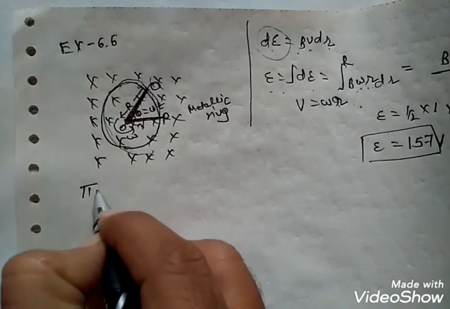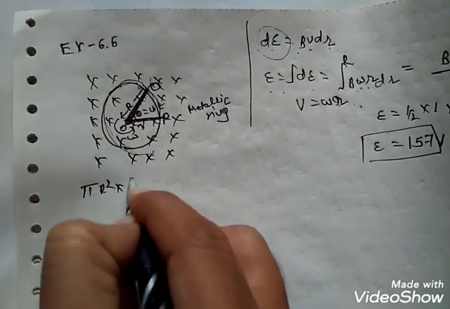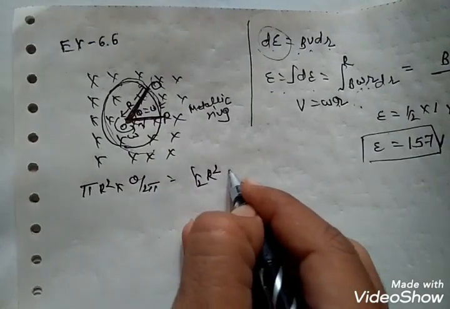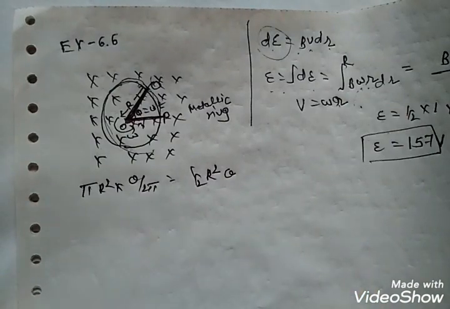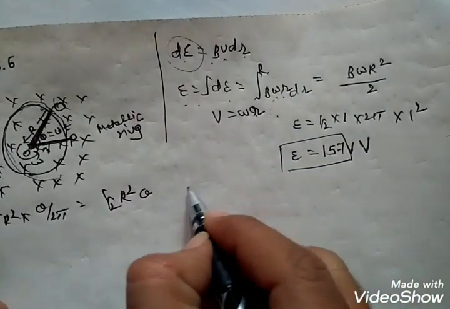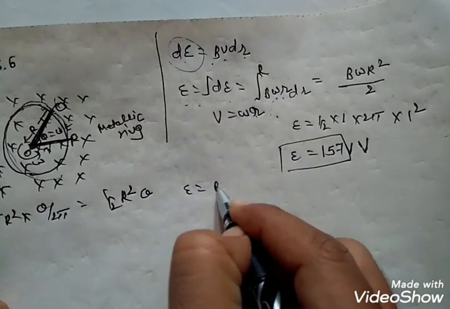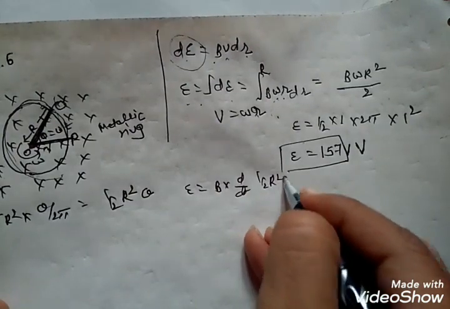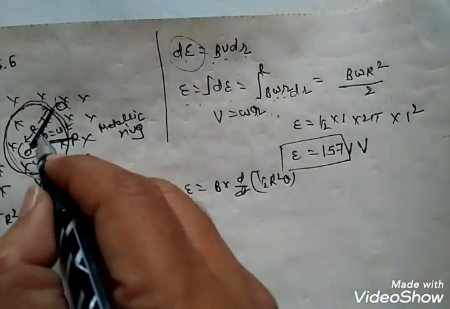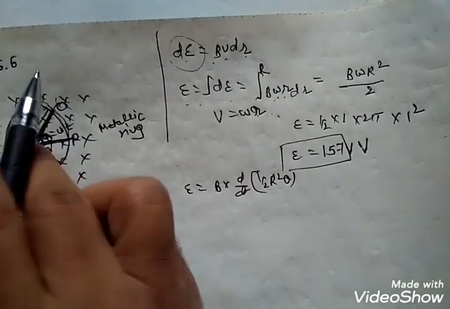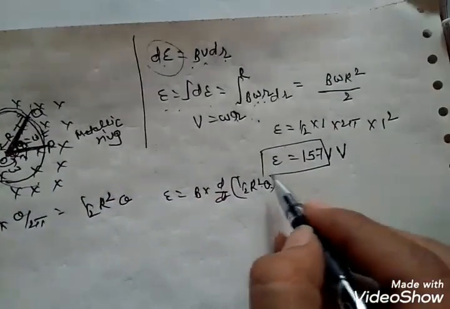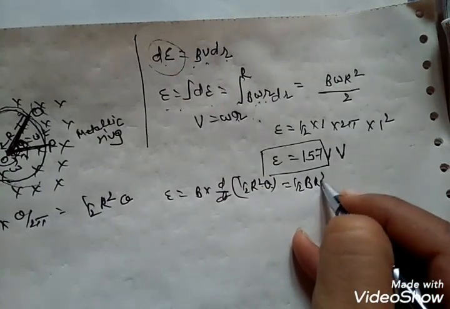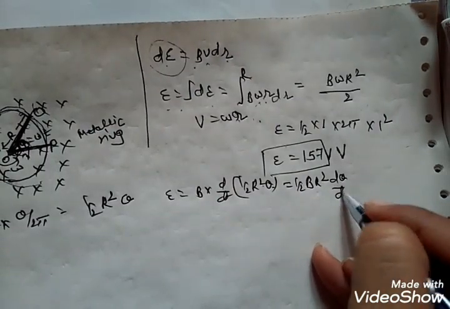OPQ is equal to pi r square into theta upon 2 pi. So here 1 by 2 r square theta, where r is the radius of the circle, and the induced EMF E is equal to B into d upon dt of 1 by 2 r square theta. Between the angle theta and the radius of this portion, so r square theta. So now it is equal to 1 by 2 B r square d theta upon dt.